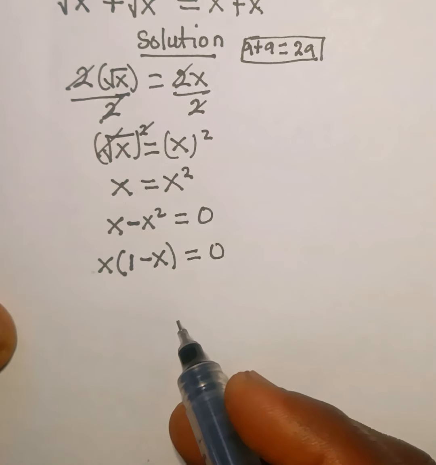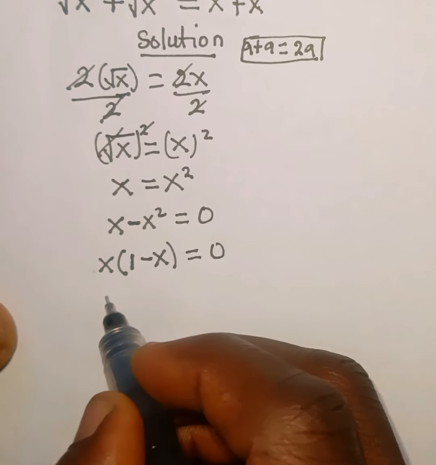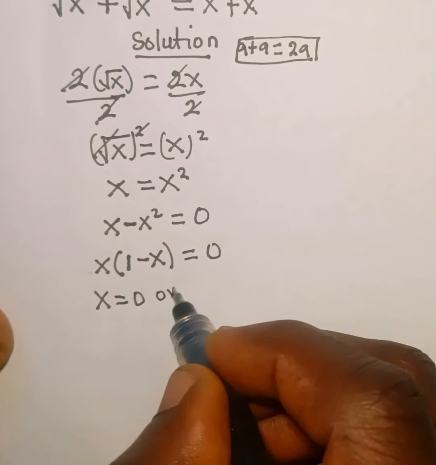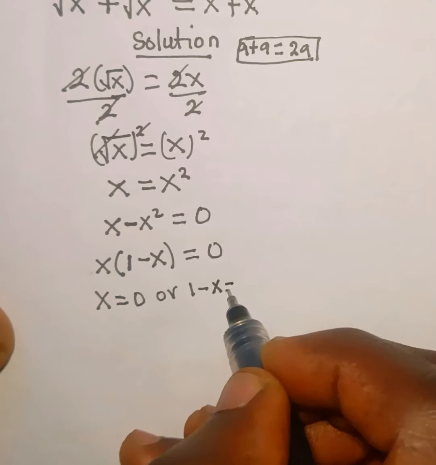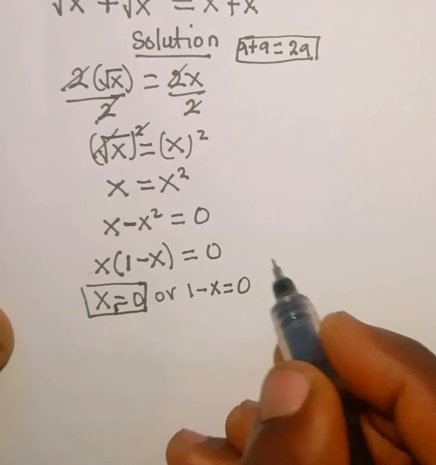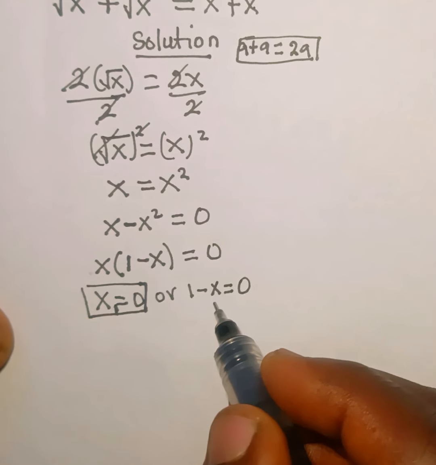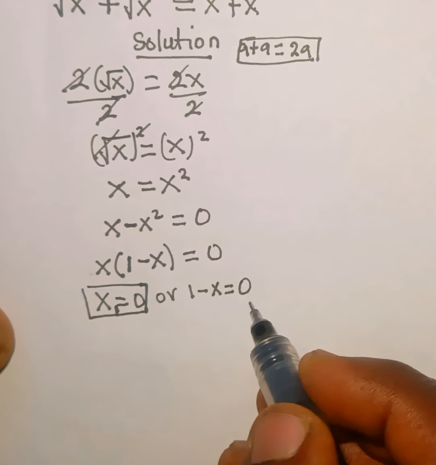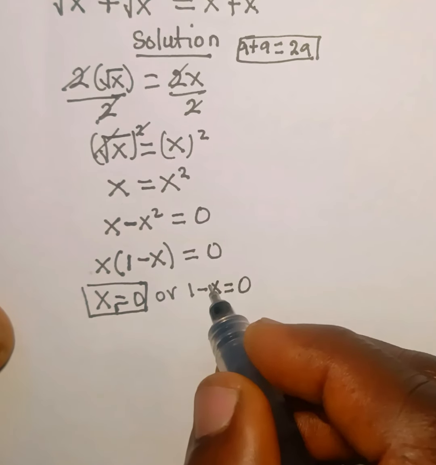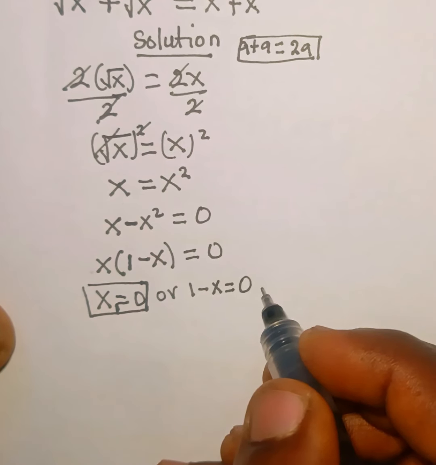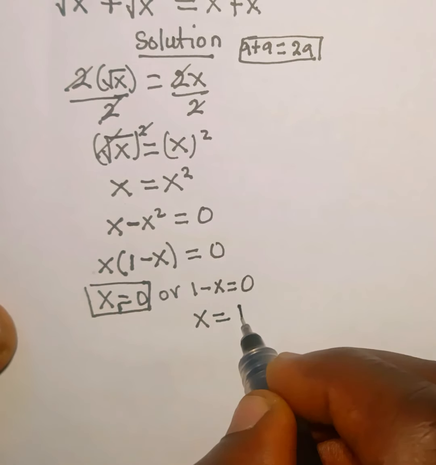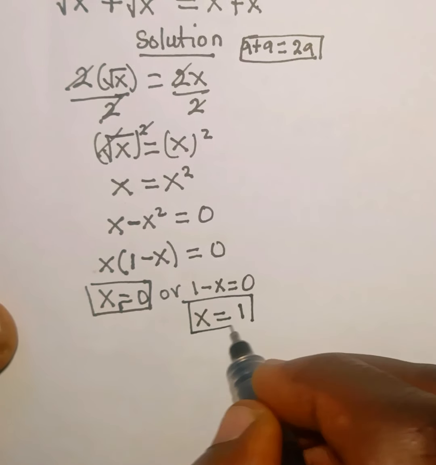Now when two terms multiply to give 0, it's either the first one, x equal to 0, or the second one, 1 minus x equal to 0. Here is one of the values of x. And to look for the second value of x, we have 1 minus x equal to 0. So this is the same as 1 equal to x, when we take this negative x to the right hand side. So x is equal to 1. This is the second solution.